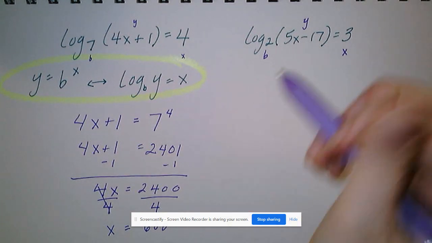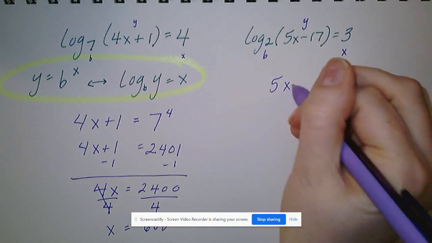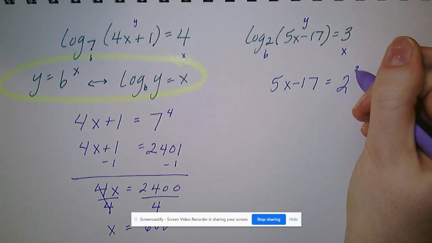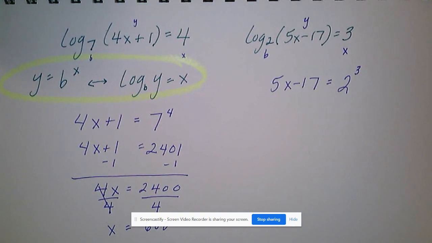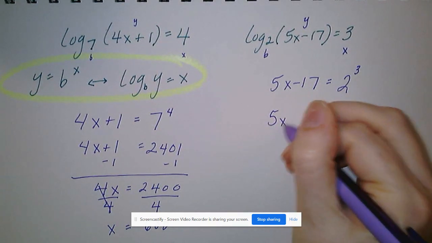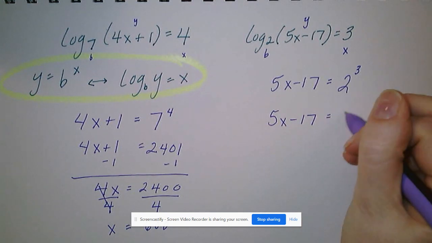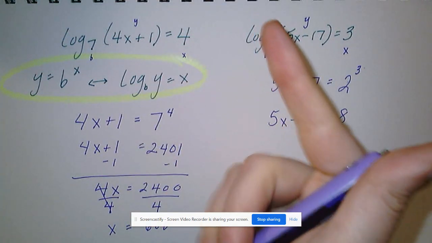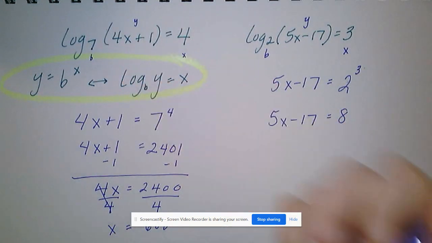Okay, so we know y, so that's our 5x minus 17 equals our base, which is 2 to the 3rd power. Now, I know what 2 to the 3rd power is. It's 8. But if you did not know that, you could easily just go back to Desmos and do 2 to the power of 3. So 5x minus 17 equals 8. Remember, this is an exponent. This isn't 2 times 3, that would give me 6. This is 2 times 2 times 2, 2 times itself 3 times.